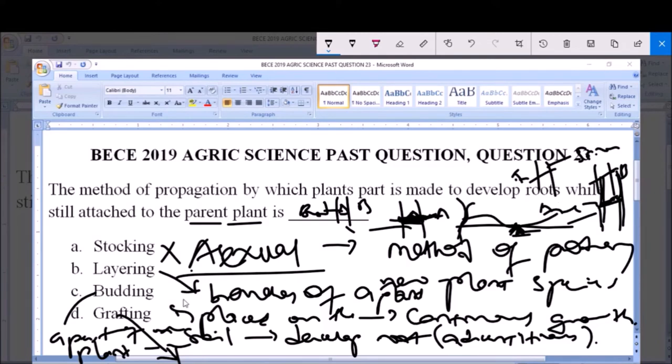And like we discussed earlier on, layering is the method of propagation in which the branches of the plant, still attached to the parent plant, will be made to make contact with the soil. And as a result of this contact with the soil, it develops a root, adventitious root. So the answer to this question is actually B, layering.